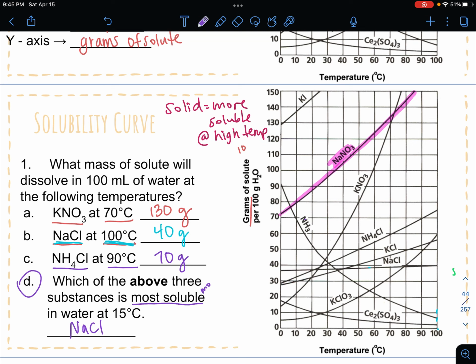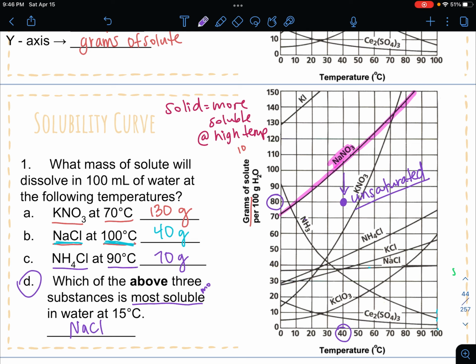And let's say that I have 80 grams at 40 degrees. Okay, so I have 80 grams at 40 degrees. So I find my intersecting point there. Okay, notice this dot is below my line for NaNO3, right? It's below. So that means this is unsaturated, okay, because it is below the line.